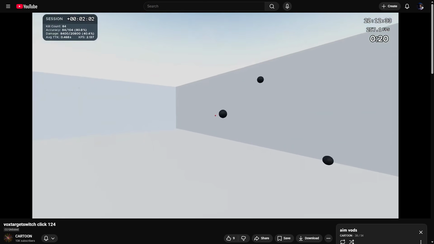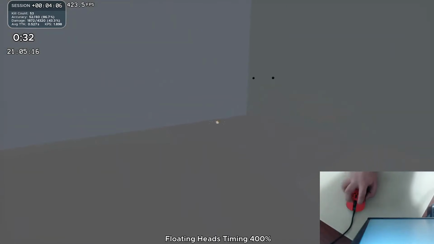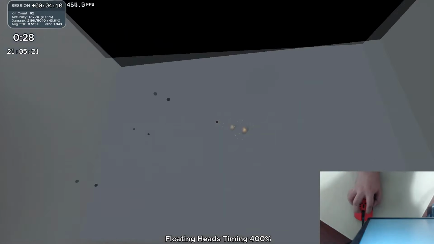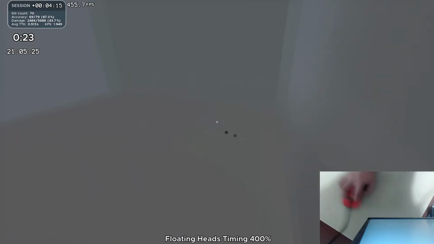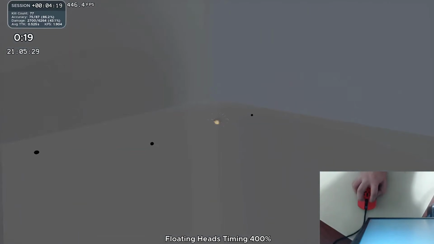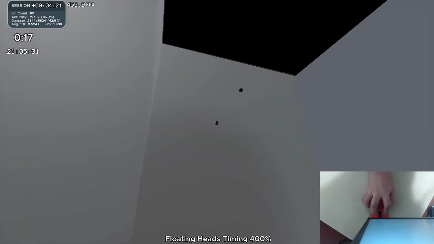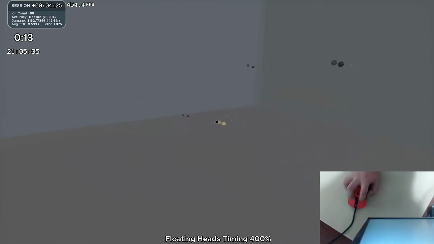We can find really old VODs of Cartoon pushing scenarios such as these, most notably floating heads timing. This is easily Cartoon's signature scenario, but what exactly makes it so great for training microcorrections compared to something like static clicking? Compared to other popular dynamic variants, floating heads does play like static, but the difference is in how you must approach the flick landing.